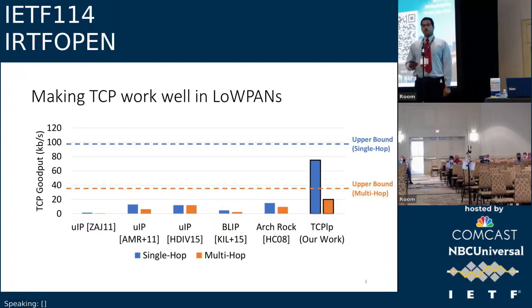In fact, we can calculate an upper bound on goodput, shown by these dashed lines, based on measurements of how fast the radio can send out packets and how much overhead is lost to headers and ACKs and so on. And our work comes quite close to these upper bounds.